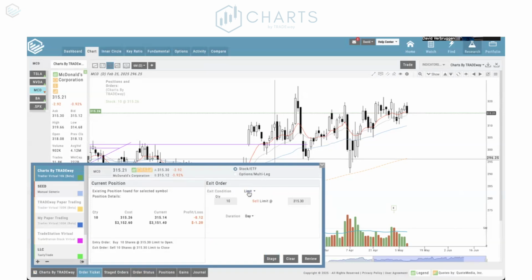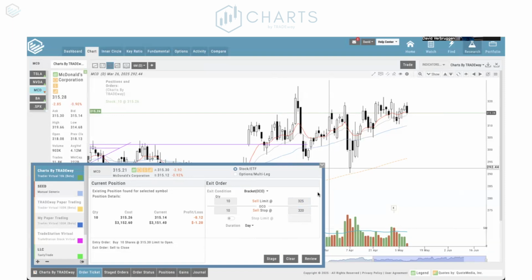And the exit condition is the first place I want to draw your attention to. My favorite way, let's start here. Actually, if you want to just get out right now, click market and then review, submit just like before. But what I want to really show you is this bracket order. This is my favorite way of doing it. This is where I can set a limit order for profit. So let's say, okay, the price is about 315 right now. Let's say I want to set it at 325 for profit. And let's say my stop out, I'm going to put at 320.